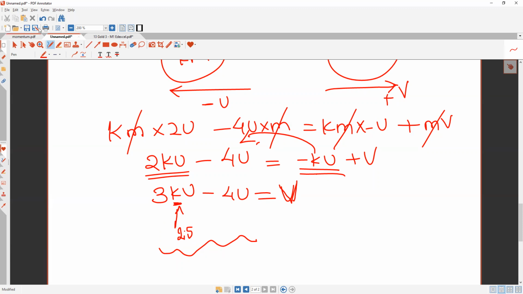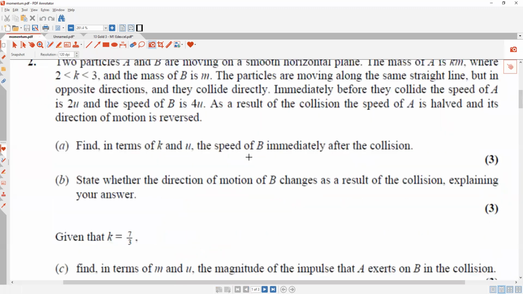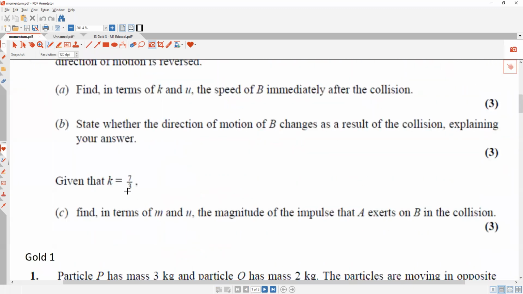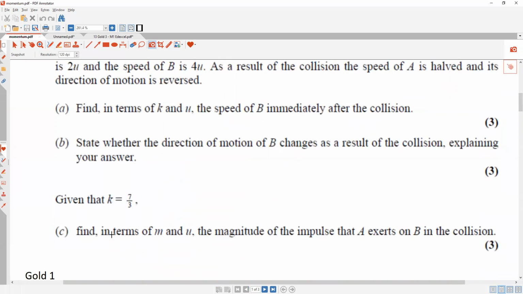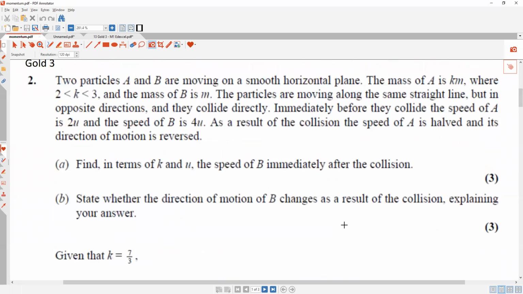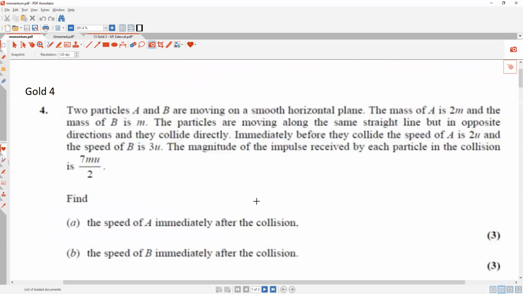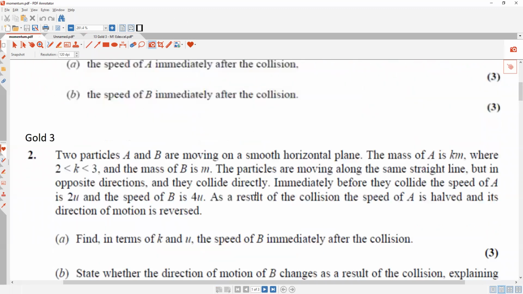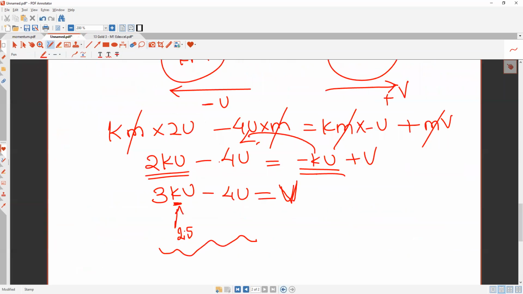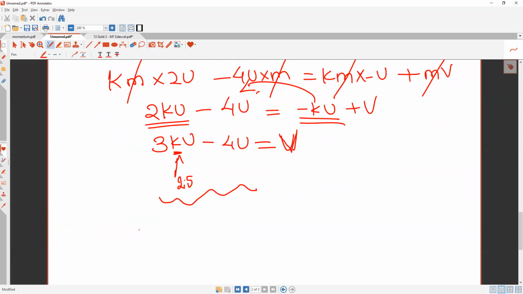Okay, chalo then. Hey, now next, given that k is 7/3, find in terms of m and u the magnitude of the impulse. আচ্ছা, প্রথমে আমি v find করি, k কত পাইছে? 7/3. First let me find the v over here. V is equal to final velocity 3 into 7/3 u, 3 cancel. What is the velocity? 7u meter per second.